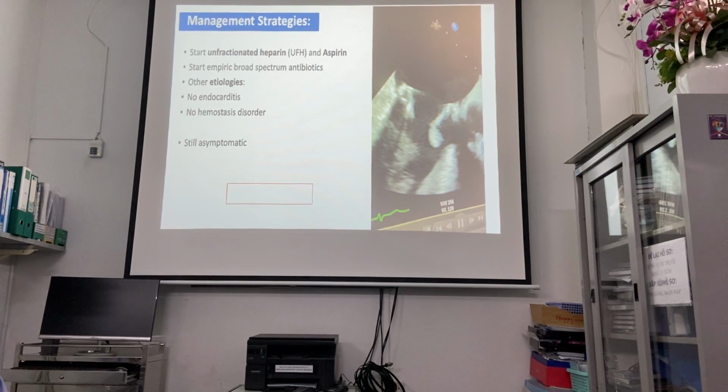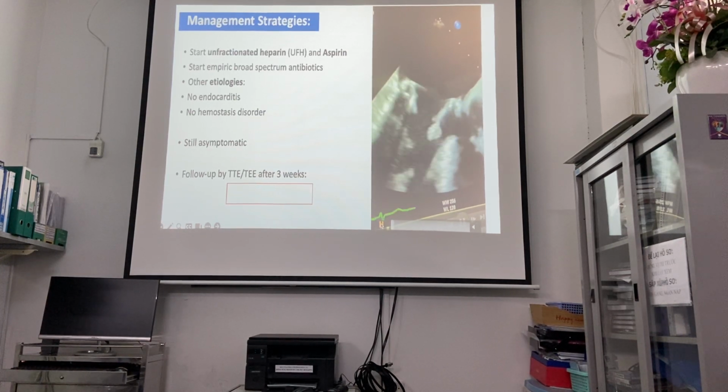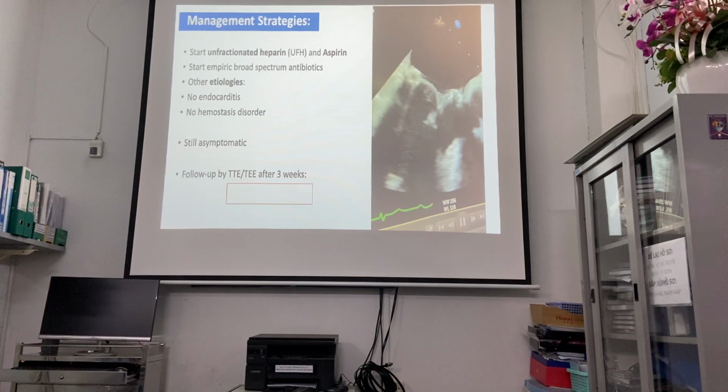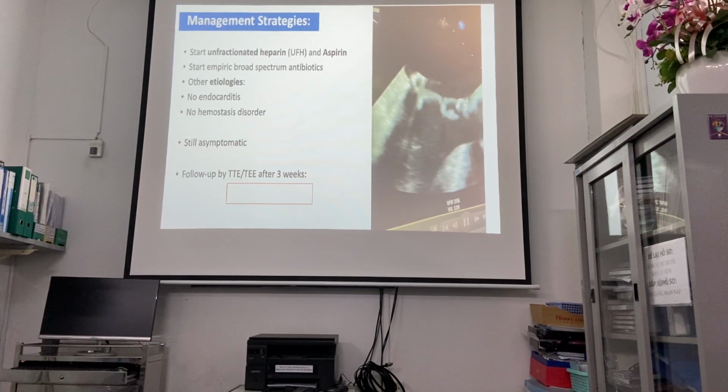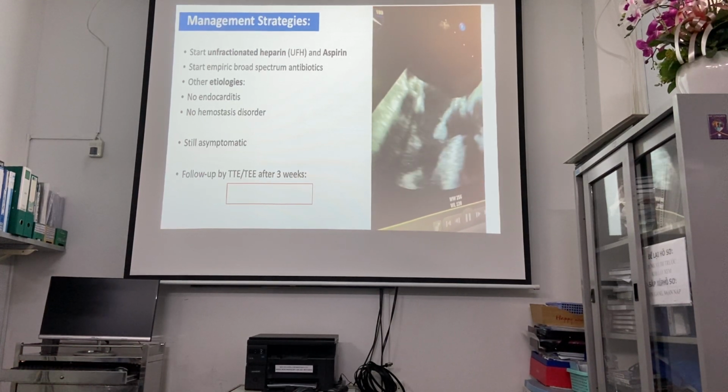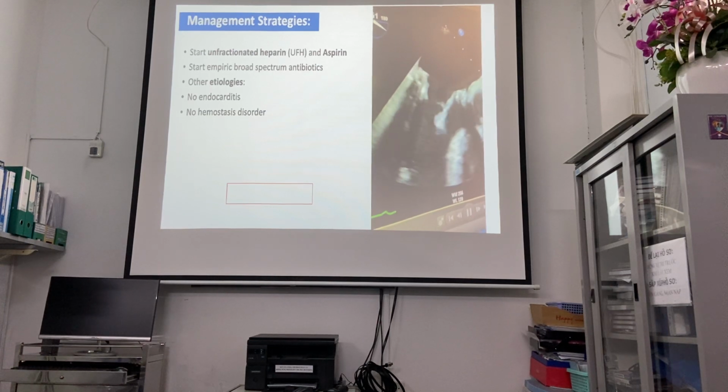So what is the risk of this patient? What is the potential complication of this thromboembolism? Yes, he can have a stroke. After 3 weeks, it's still there. You see, it's even bigger. And if you look, something has changed.